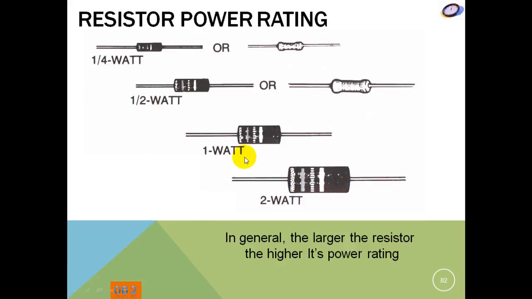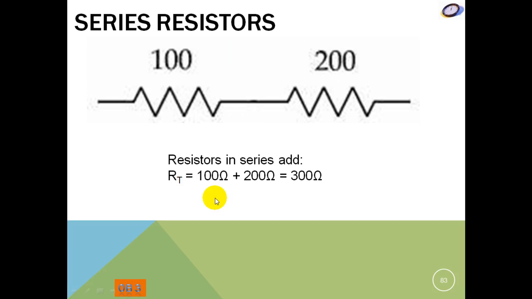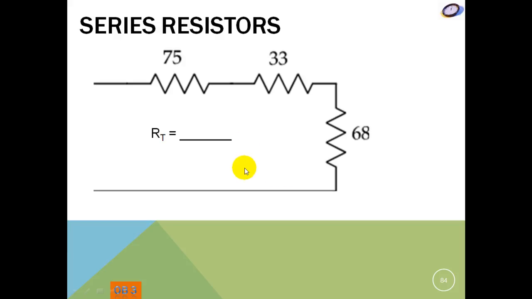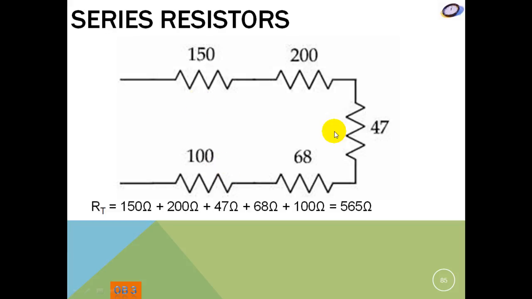Here you can see again the ratings. As you physically go up in size, the resistor will handle a higher power rating. Resistors in series, you literally add them up. So in this particular circuit, 100 ohm and 200 ohm would equal 300 ohm. Again, you would add them up, 176 ohms. Doesn't matter how many you have in series, you just literally add them up, 565.